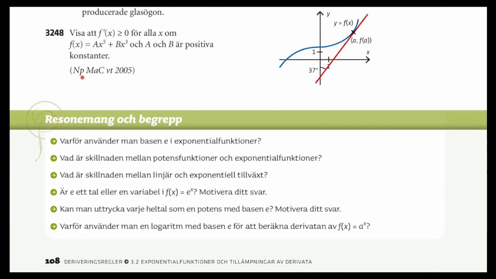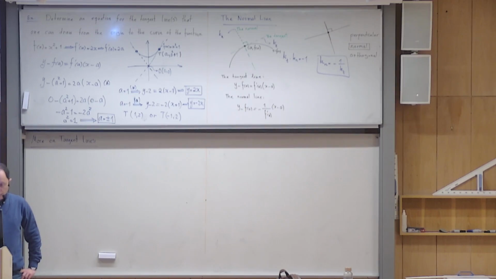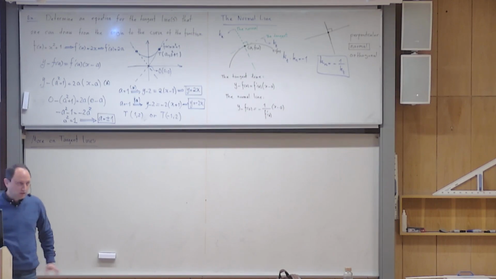That's National Exam 2005. Show that the derivative is always non-negative for all x if this is the function, and read the problem carefully. A and b are positive constants. It's also one extremely simple problem. It's a matter of seconds, by the way. It's not a level 3 problem that much. Oh, yes, I also think that this is simple. You just calculate the derivative like normal and you see that it's positive. Yeah, exactly.